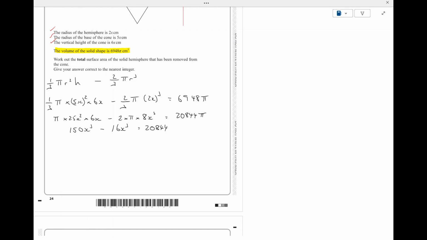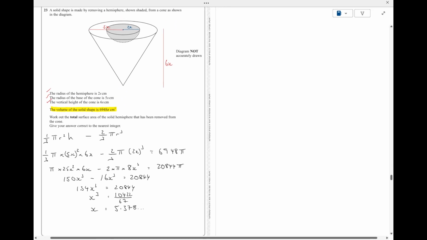20,844. Now look at the left there, 150x cubed minus 16x cubed. 134x cubed equals 20844. Divide by 134. 20844 divided by 134 gives me 10422 over 67. Now let me cube root that and see what happens. There it is. And I get 5.378 for my x.